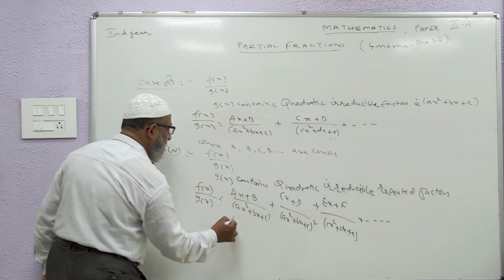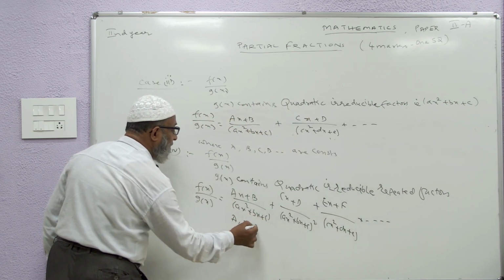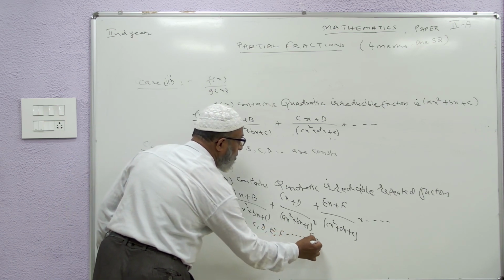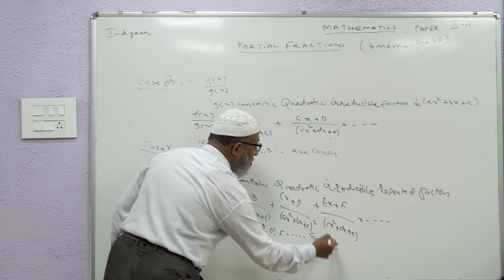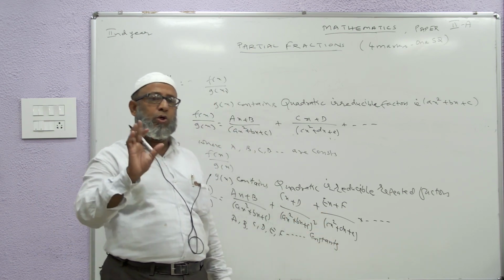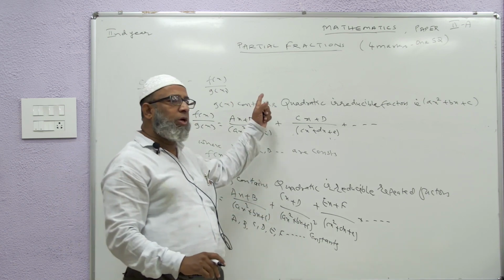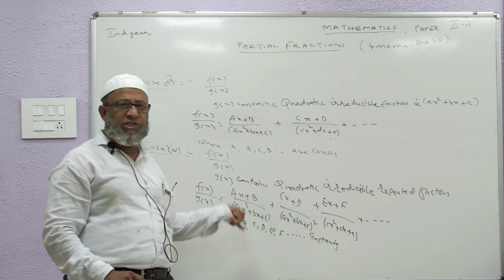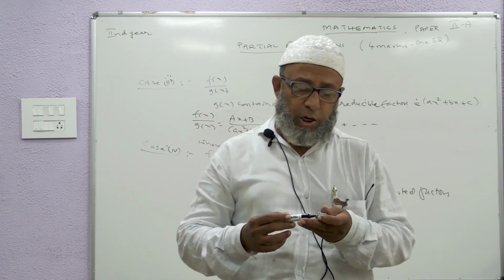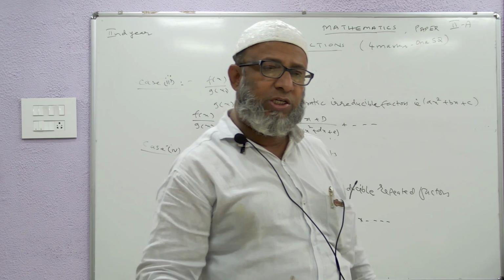Again, this a, b, c, d, e, f are constants to be determined, right? Is it clear? So the total chapter is based on only these four cases. Among these four cases only, you will get one question 100%. Okay. Now I'll come to the numerical questions.